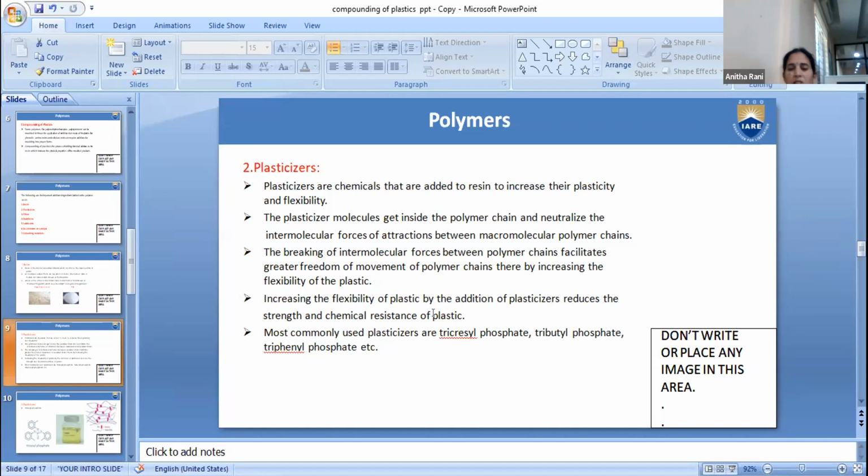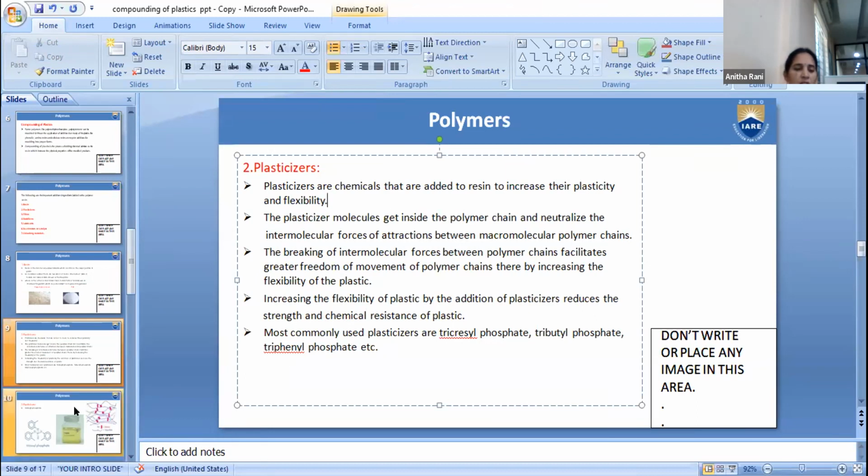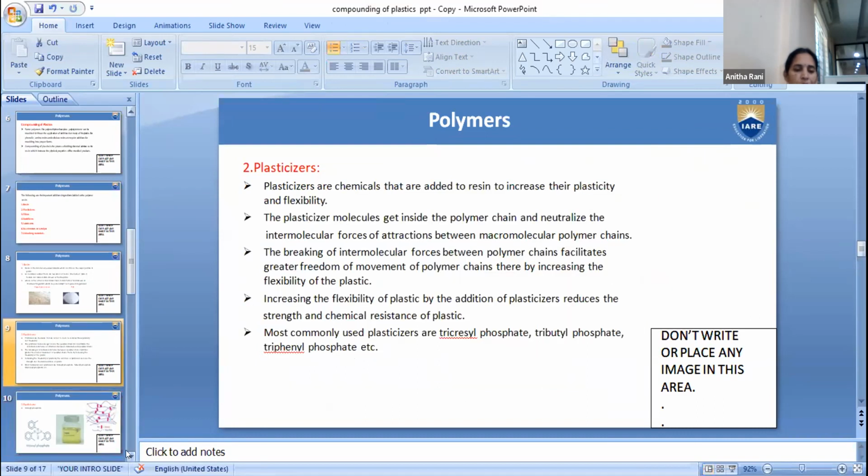And chemical resistance of plastic. But we will use plasticizers to increase the plasticity and flexibility. Examples: tricresyl phosphate, tributyl phosphate, triphenyl phosphate. These chemicals you write.